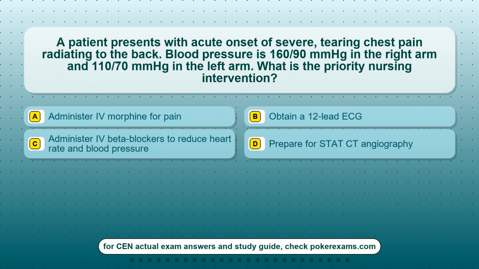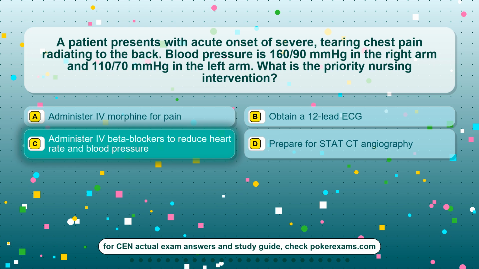Question 17. A patient presents with acute onset of severe, tearing chest pain radiating to the back. Blood pressure is 160/90 mmHg in the right arm and 110/70 mmHg in the left arm. What is the priority nursing intervention? Option A, administer IV morphine for pain. Option B, obtain a 12-lead ECG. Option C, administer IV beta-blockers to reduce heart rate and blood pressure. Option D, prepare for stat CT angiography.